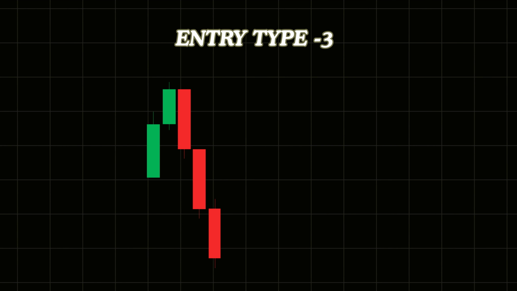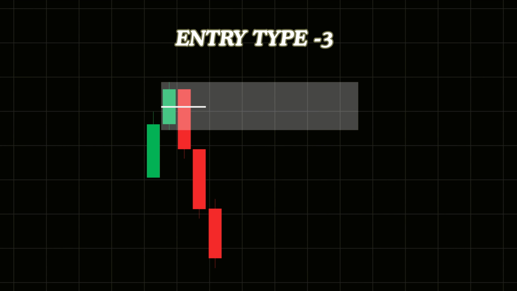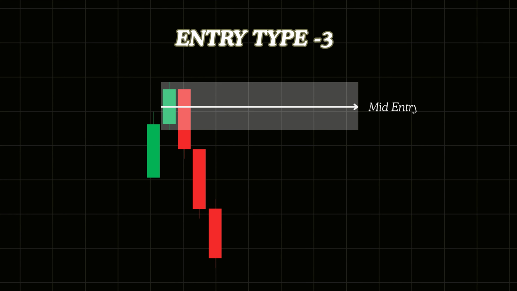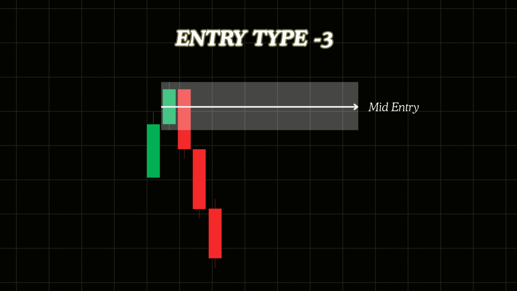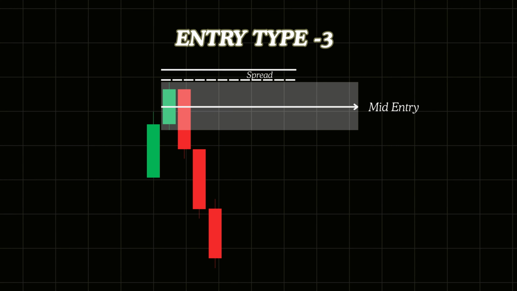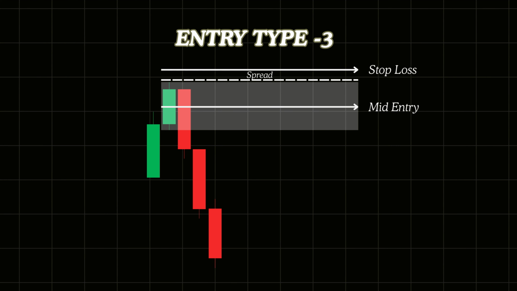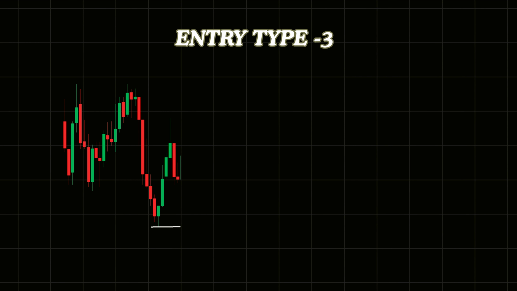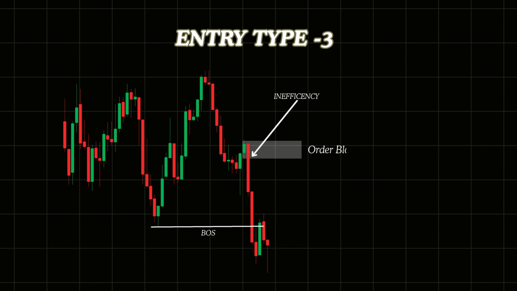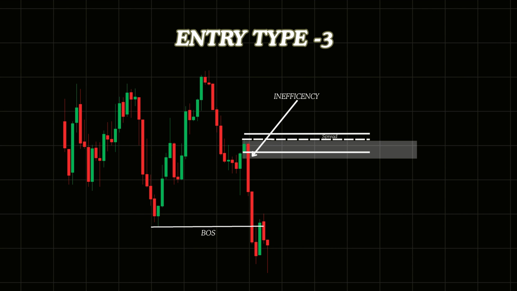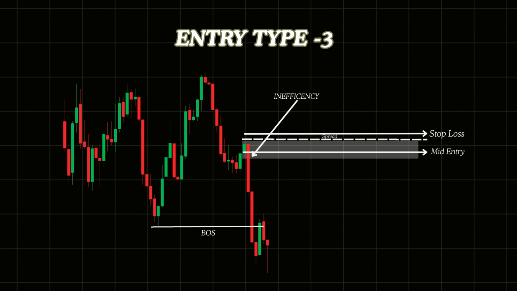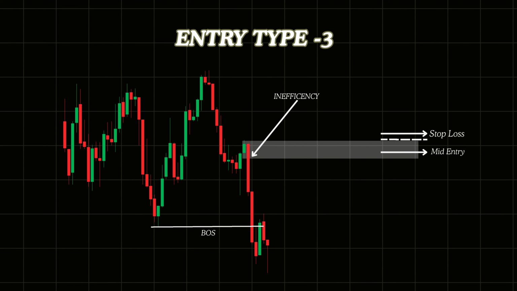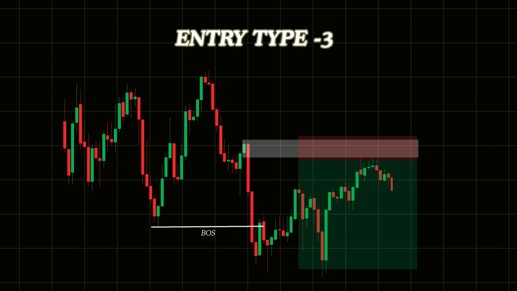The third type of entry involves placing the order at the midpoint of the order block's zone once a valid order block is identified. In the case of a bearish scenario, the stop loss is set at a spread size above the highest point of the order block. This entry method provides a reward to risk ratio that is at least twice as large as the regular entry types discussed earlier. This advantage comes from the refined entry level and the smaller size of the stop loss.